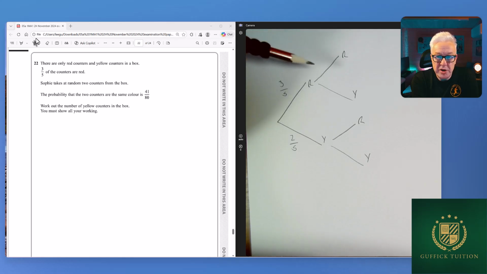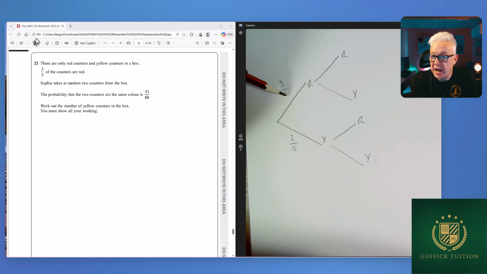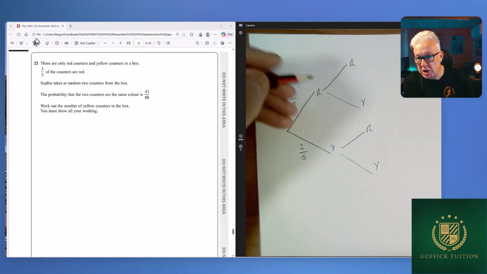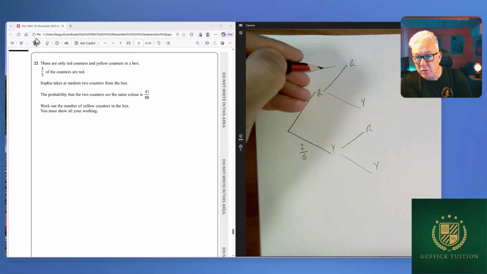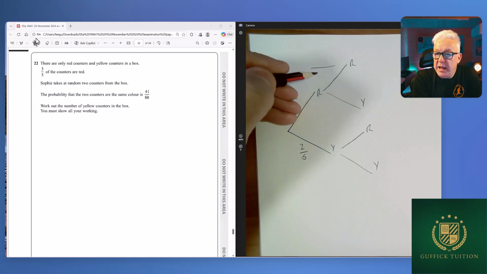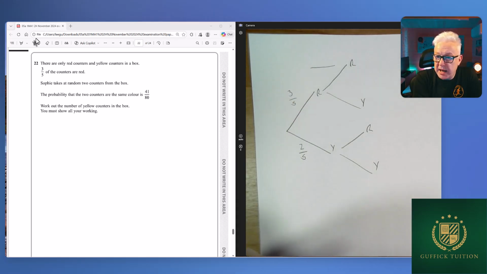Okay, now this is where it gets tricky in my opinion. When Sophie goes to reach into the box to take the second counter, you might think, oh, we should just say it's going to be 2/4 here, because that's going to go down by 1 and that's going to go down by 1. However, we can't do that because we don't know how many counters there were in the box. So rather challengingly, I think, what we've got to do is say, let's imagine that there were X counters in the box in the first place.